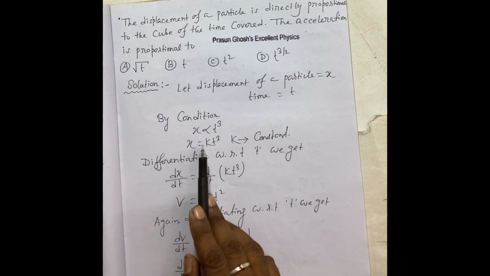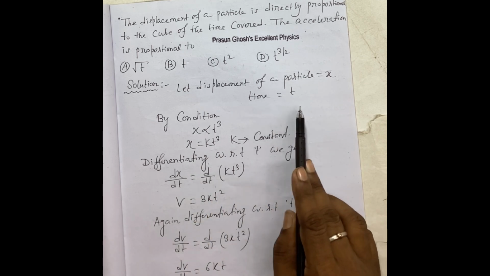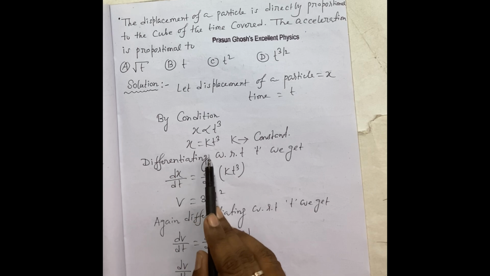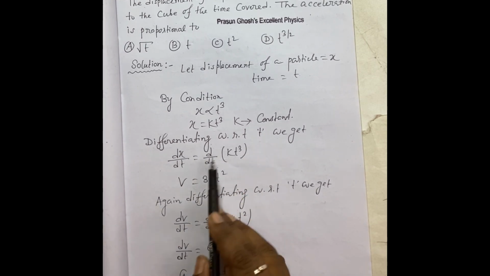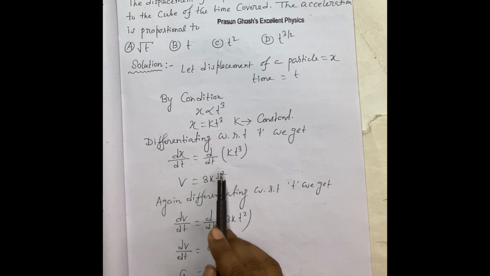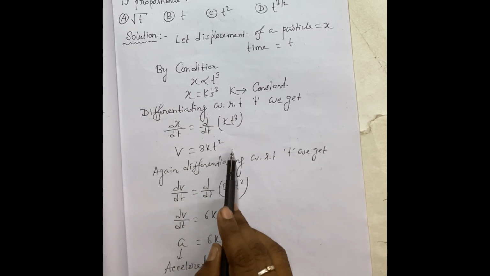So by condition we get x proportional to t cube. Here x is the displacement and t is the time. So we get x equal to kt cube, k is constant. Differentiating with respect to t, we get dx/dt equal to d/dt of kt cube. So we get v equal to 3kt square.